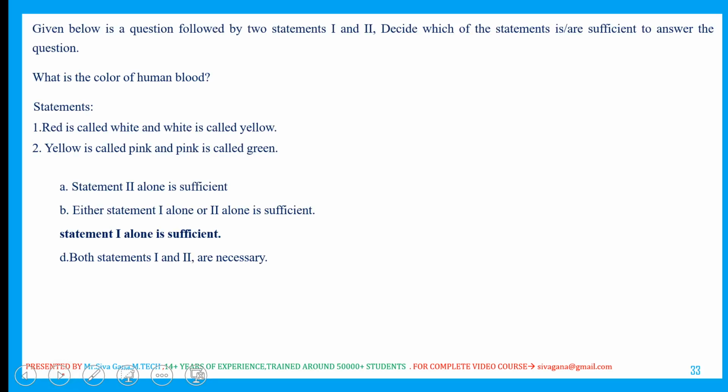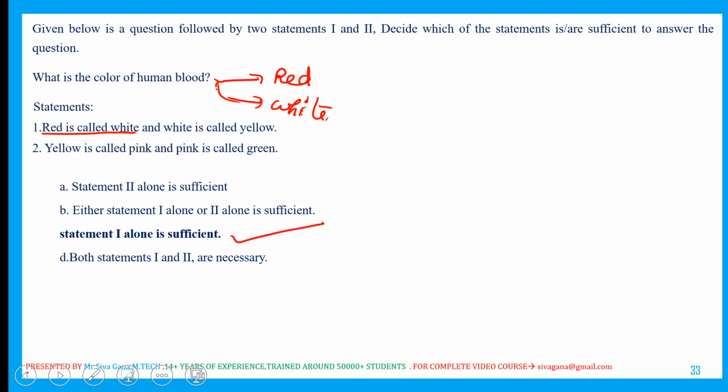Next one. This is also data sufficiency. What is the color of human blood? Human blood color is red, I know. Now the statements: red is called white and white is called yellow. So red is called white, and the answer to the question is white. So I can answer with statement 1 alone. That's the answer to my question.